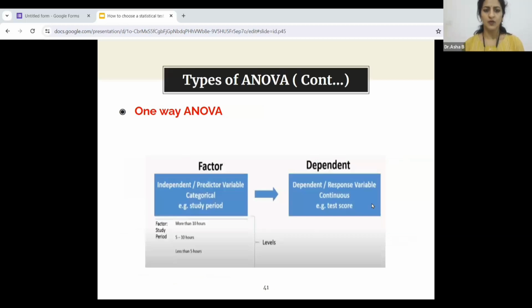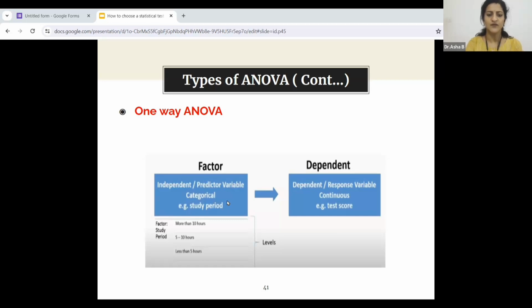There are two types of ANOVA, one-way ANOVA and two-way ANOVA. When we have only one independent categorical factor, then one-way ANOVA should be used. Here we have an independent categorical variable, the study period, which has been categorized into less than 5, 5 to 10, and more than 10 hours. So three groups have been made, and the study period is being compared to test score, which is a continuous and dependent variable. When we have one independent variable, it is called one-way ANOVA.